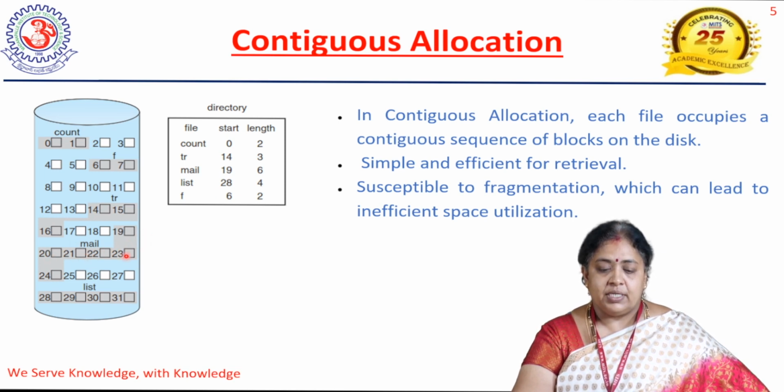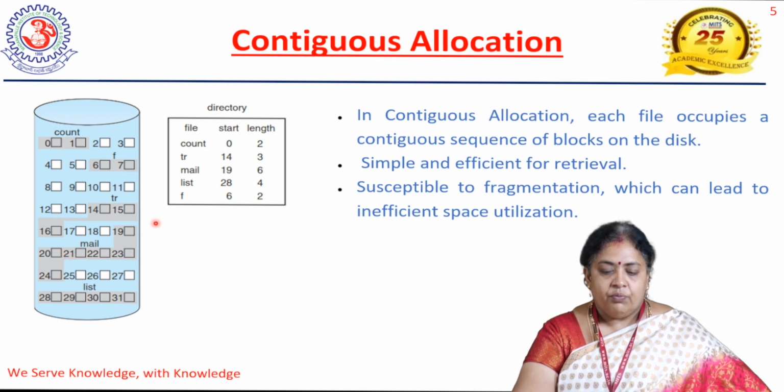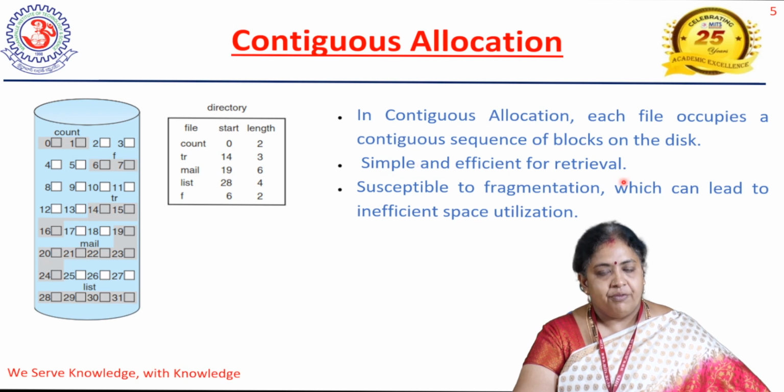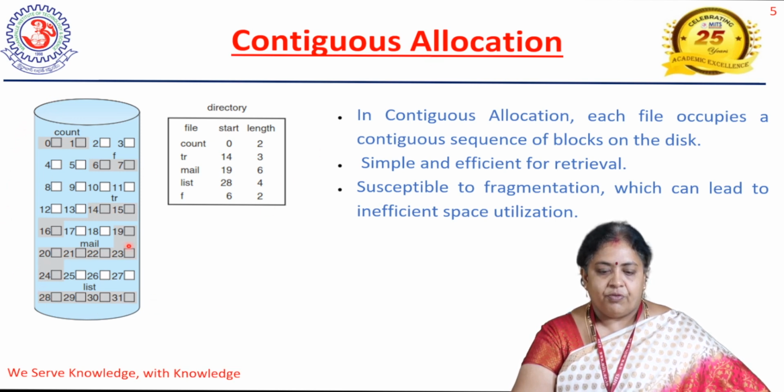Suppose we want direct access. That means you want to access the third block. We know the starting block is the 19th, so where is the third block? 21 is the third block. Like that we can directly access the file. So we say that it is simple and efficient for retrieval. But the main disadvantage in contiguous allocation is fragmentation. As we store files and remove files, whenever we delete a file, the blocks are given back to the free space list. That means the blocks can be reused.